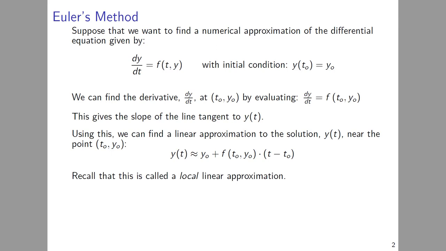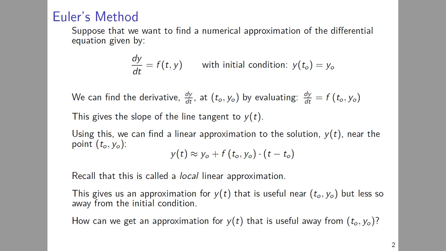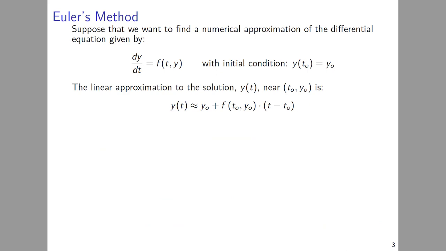Recall that this is called a local linear approximation because it's really only useful near our point (t naught, y naught). That is, this gives us an approximation for y of t for values near t naught, but is less useful away from the initial condition. So how can we get an approximation for y of t that is useful even if it's a point not near our initial condition? In other words, suppose that we want to find an approximation for y of b for some value t equals b, not necessarily near t equals t naught.